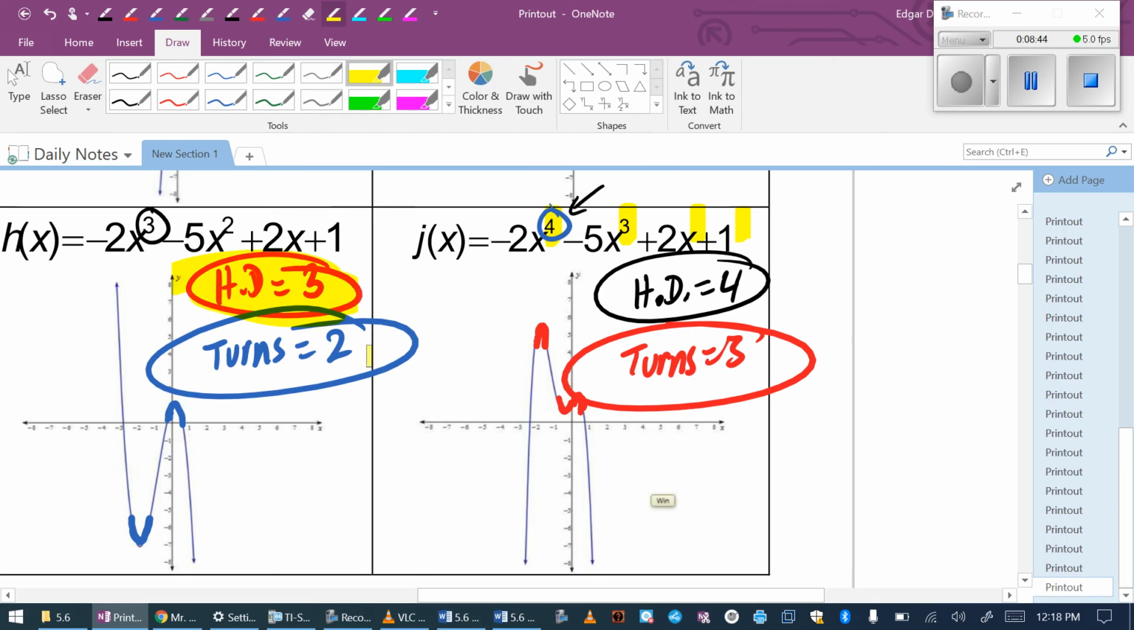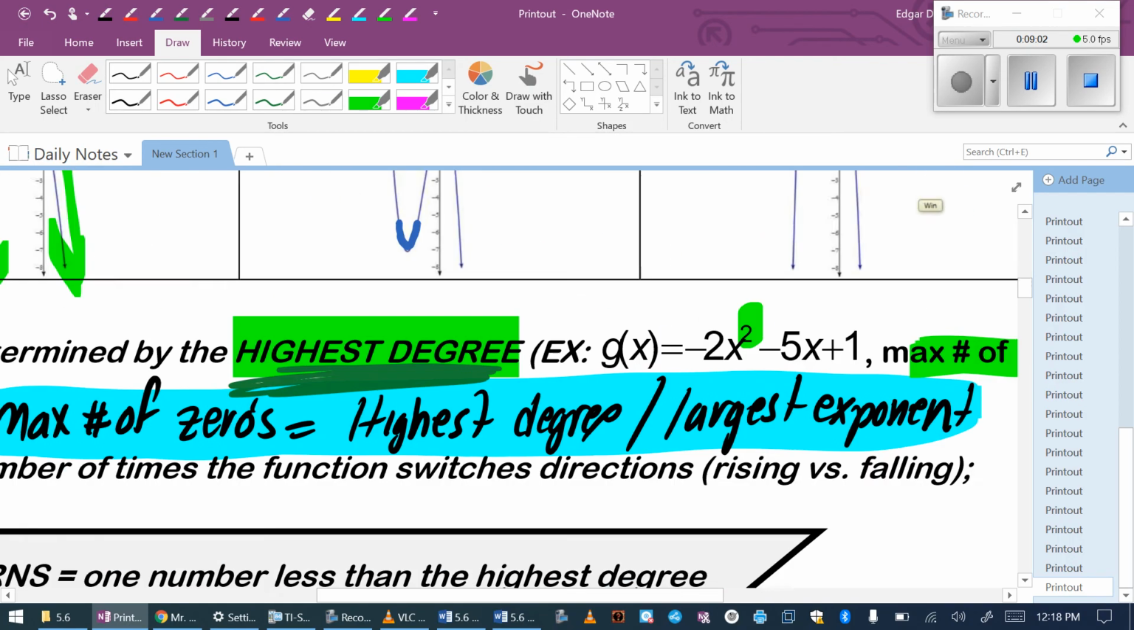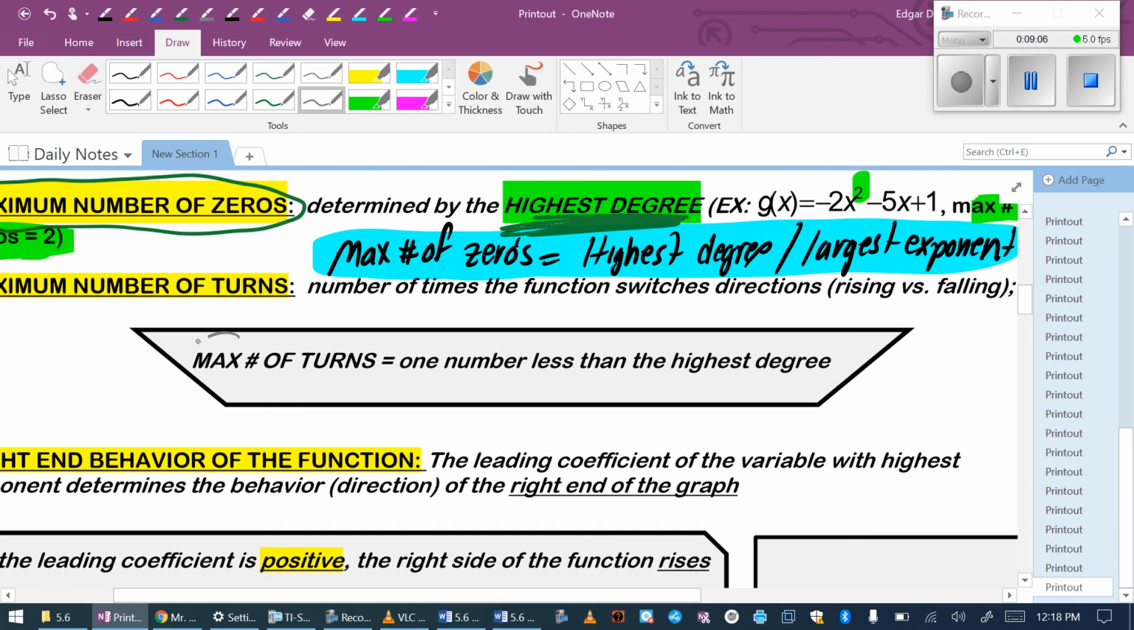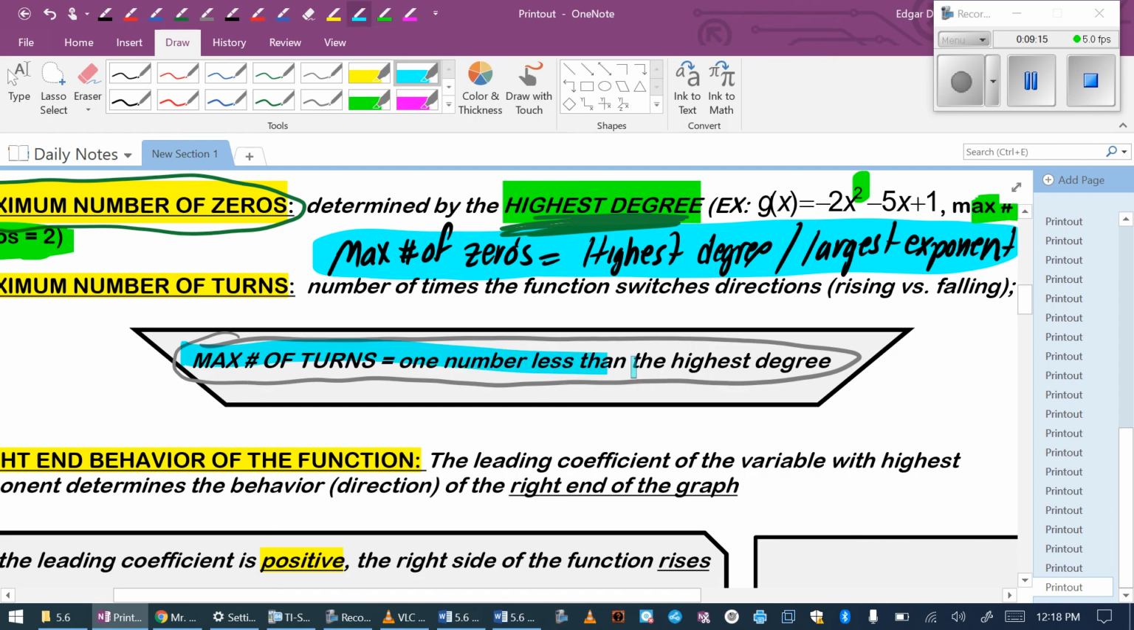Now guys, do me a favor right now. Compare the highest degree with the number of turns. Do you guys see how I just have one less turn than the highest degree? See how 2 is exactly 1 less than 3? See how 3 is exactly 1 less than 4? Well guys, we can make that conclusion. And ready? Here it is. The max number of turns is always going to be 1 less than the highest degree. Okay, 1 less than the highest degree.